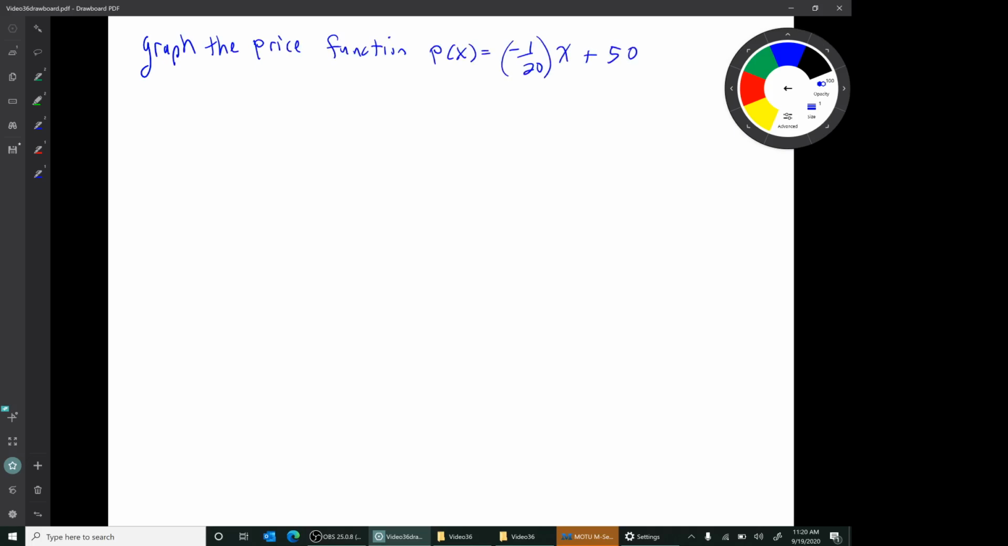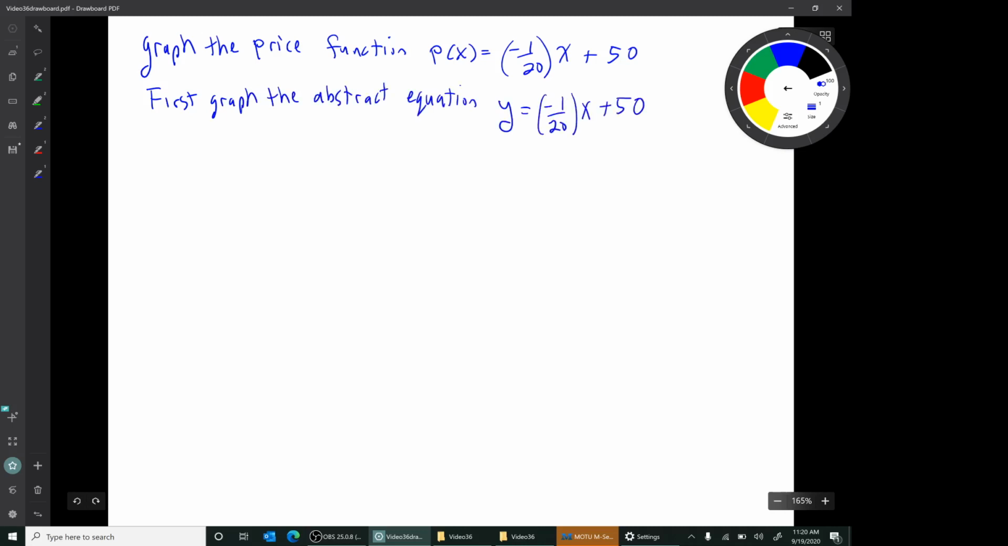Well, that seems like a pretty straightforward thing to do, but we should go slowly here. I want to first think about an abstract function, an abstract equation. So y = -1/20 x + 50. Looks like the same formula. Now that would be a straight line with slope m = -1/20 and y-intercept at (0, 50).